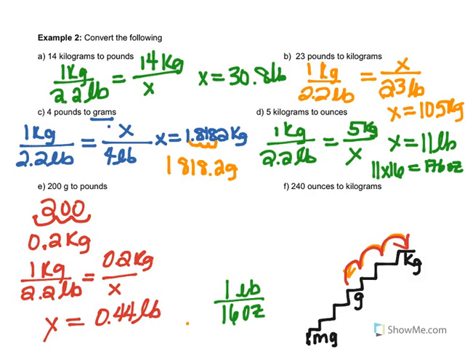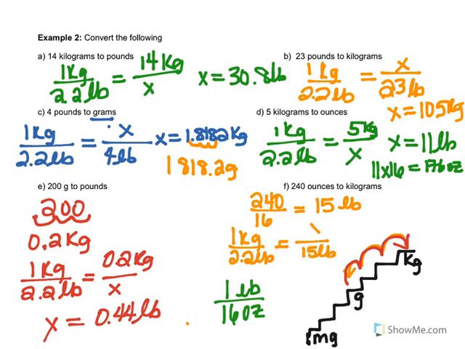Next, we're going to do 240 ounces to kilograms. So first, I'm going to take 240 and divide it by 16 to figure out that I have 15 pounds. Now I can say that 1 kilogram is 2.2 pounds. I have 15 pounds. This is an X. Cross multiply and divide, and it should be 6.8 kilograms. So sometimes you might have to do an extra step in there.